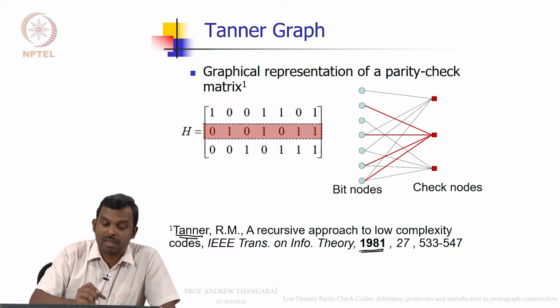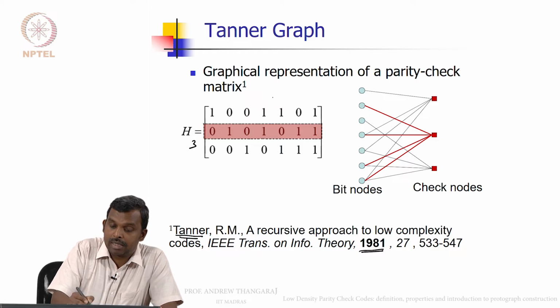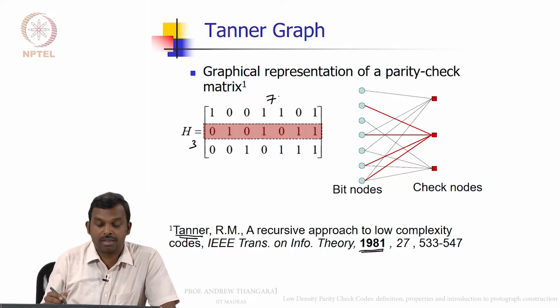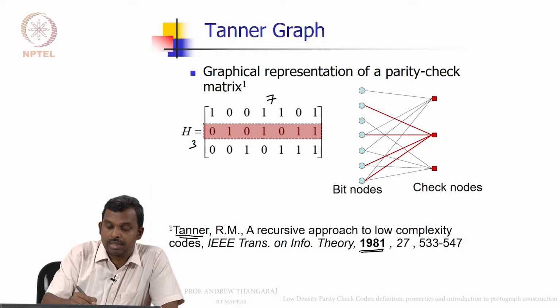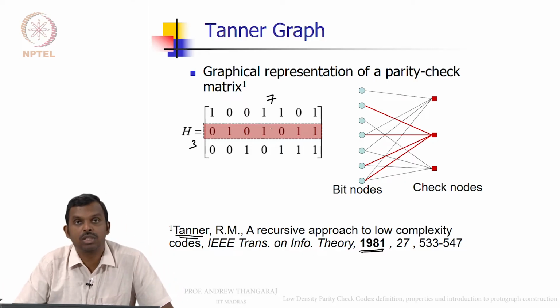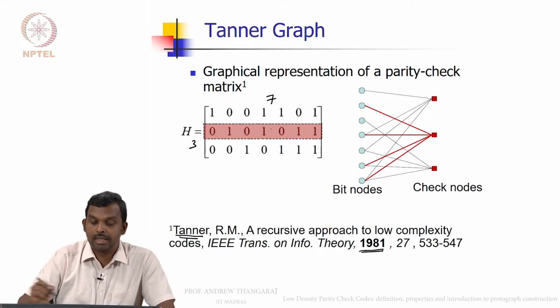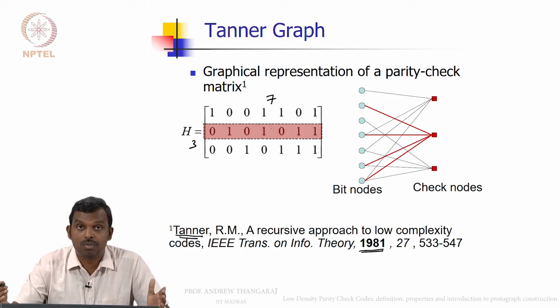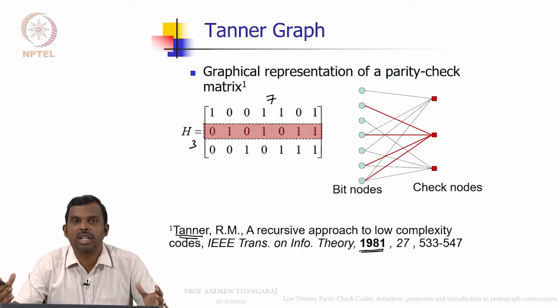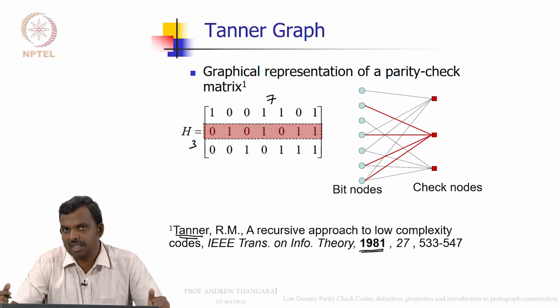Okay, so you have a parity check matrix here. It is a 3 cross 7 parity check matrix, and you can see it has ones and zeros. This is the parity check matrix of a code. Now, there is a Tanner graph associated with the parity check matrix. The Tanner graph is nothing but some sort of a graphical representation of the parity check matrix.